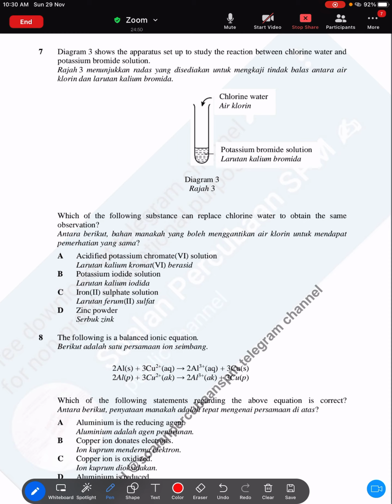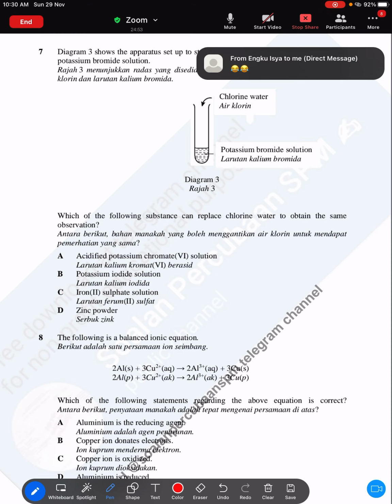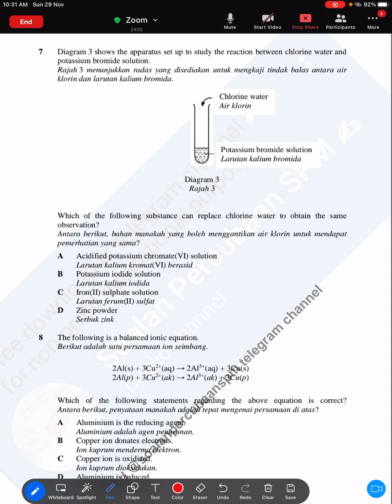Okay. Diagram 3 shows the apparatus set up to study the reaction between the chlorine water and the potassium bromide.